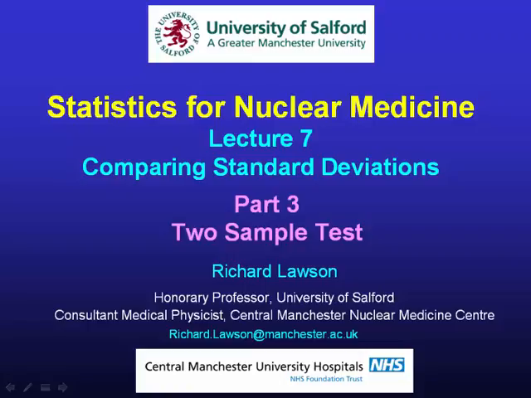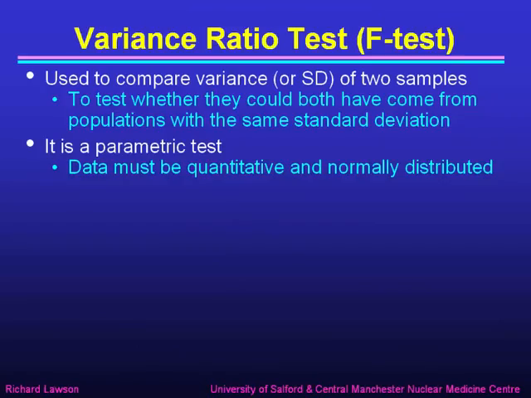This is part 3 of my lecture on comparing standard deviations, where I'm going to talk about the two-sample test. The two-sample test is the variance ratio test, often just called the F-test. It's used to compare the variance, or equivalently the standard deviation, of two samples. And it tests whether the two samples could have come from populations with the same standard deviation. It's a parametric test, so the data, as usual, must be quantitative and normally distributed to use this test.